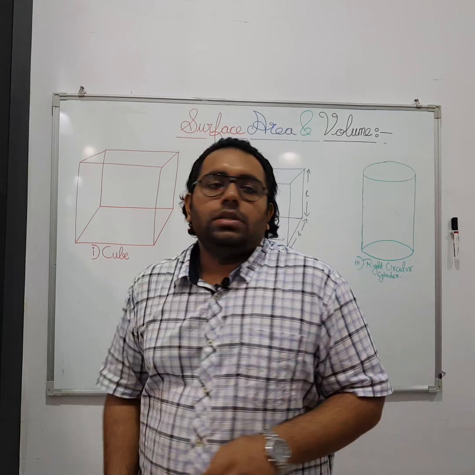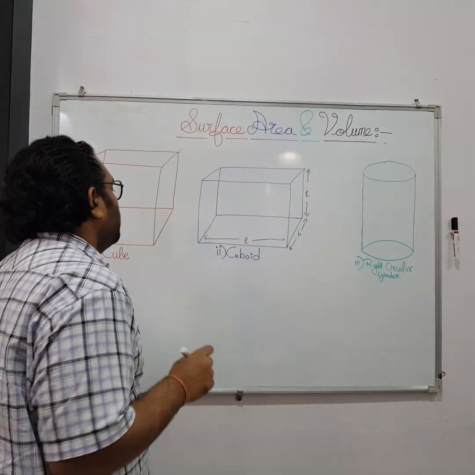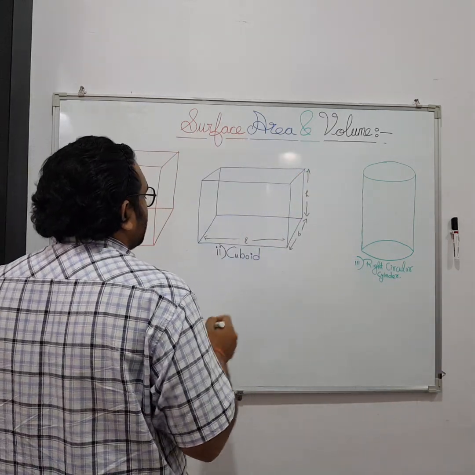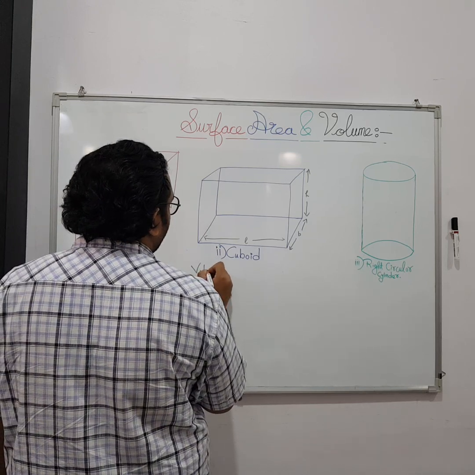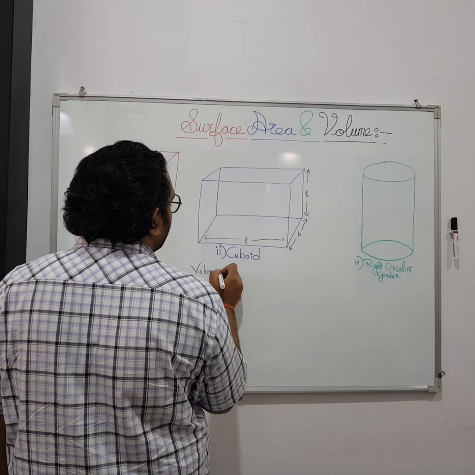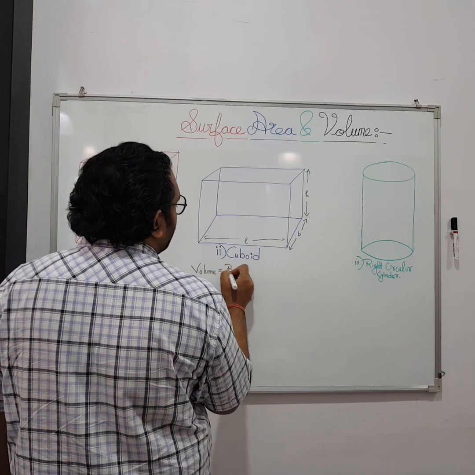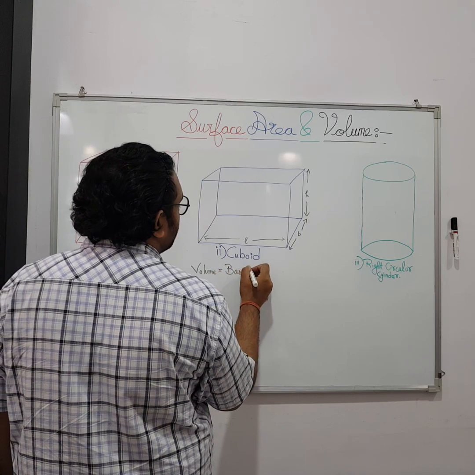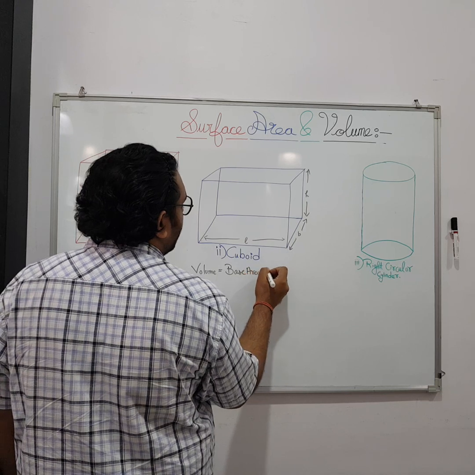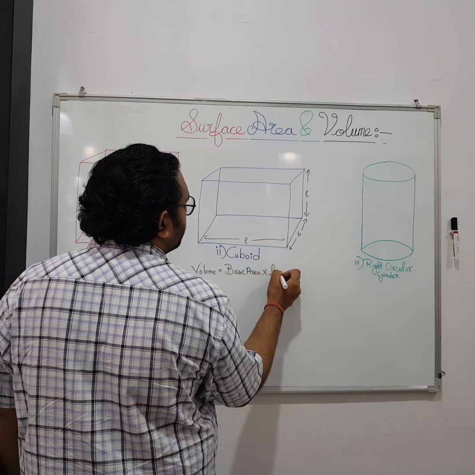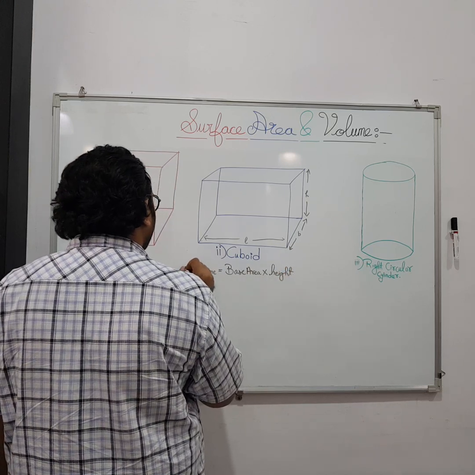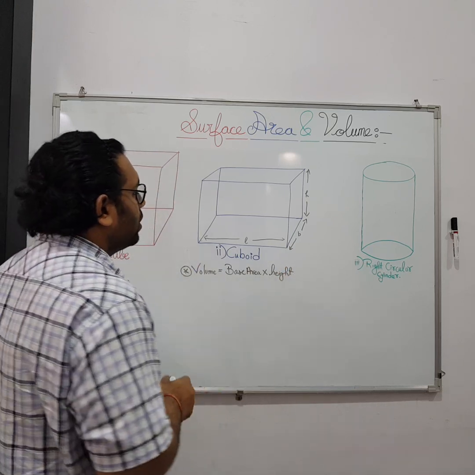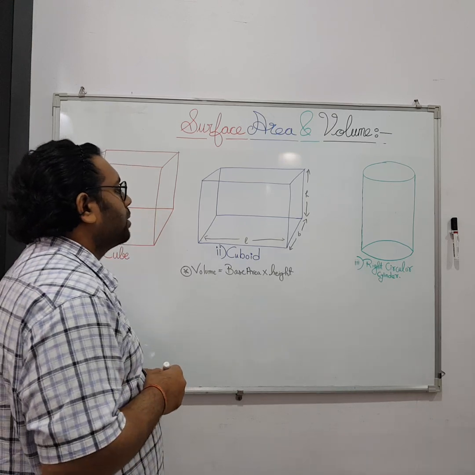So there is a shortcut to formulate the volume of the cuboid, and that is: volume of any 3D figure can be derived by base area into the height. This is a very important formula. This is applicable for all 3D structures, like most of them. I'll let you know where it is not applicable.